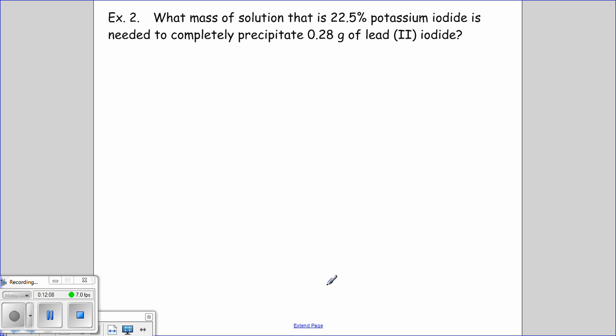All right, example number 2. What mass of solution? So this is kind of phrased weird. Mass of solution, not mass of any particular compound. That is 22.5% potassium iodide is needed to completely precipitate out 0.28 grams of lead 2 iodide. All right, so this is our given. This is what we should be starting with. This is going to be miscellaneous for the moment, and then we're going to use it shortly so that we can get to mass of solution.